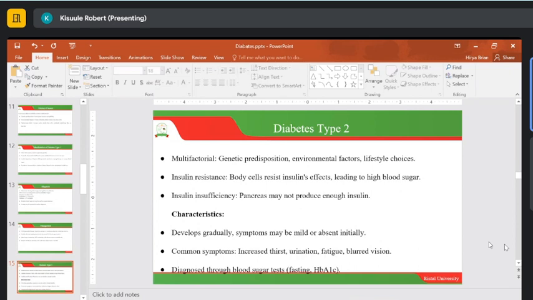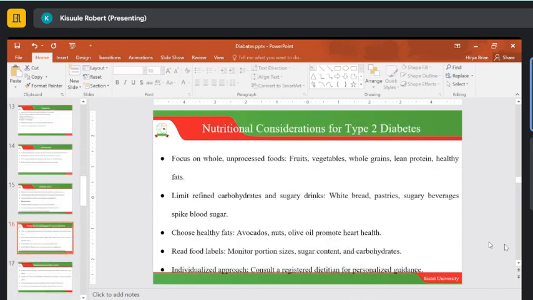So what are the common symptoms? Here still it is the increased thirst, the urination, the fatigue, the blurred vision. And you cannot always tell, but then we saw something to do with the weight. There is weight gain in type 2 diabetes, and there is weight loss in type 1 diabetes, etc. And mostly this is diagnosed through blood sugar tests such as the fasting blood glucose test, and also the hemoglobin A1C or the HbA1c test.